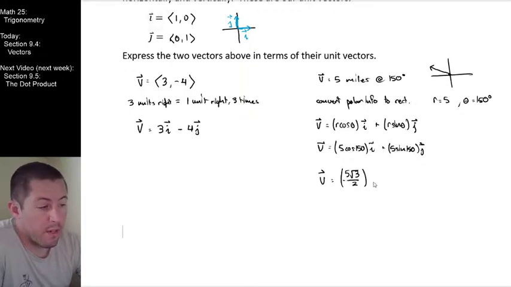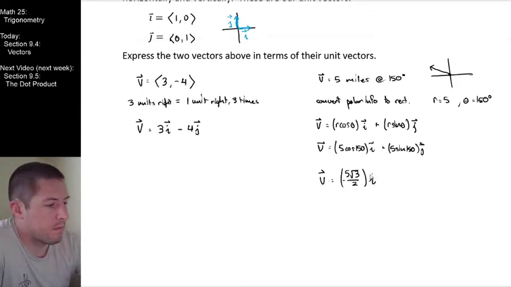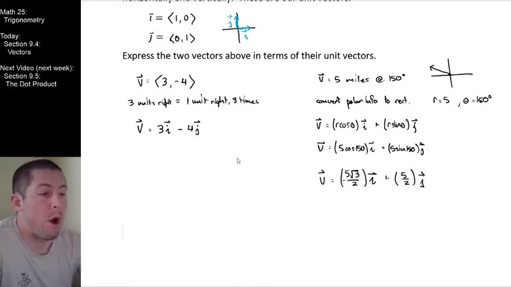And a negative, we're going to the left right there, right? And that should be our i vector here, not our j. And then plus, this should be our 5, and sine of 150 is just going to be 5 halves. So it looks like I've managed to convert this thing now into component form.